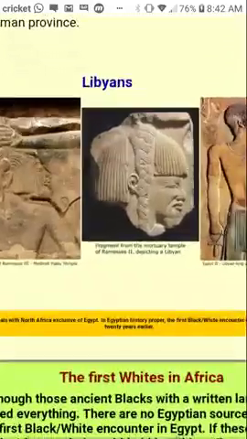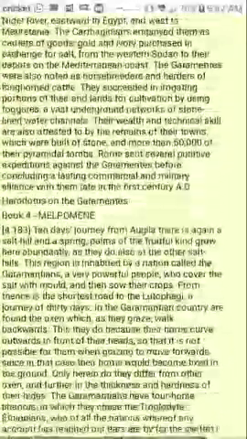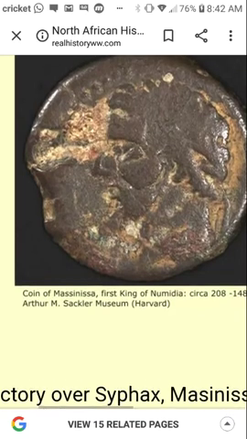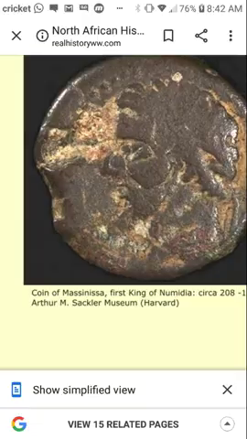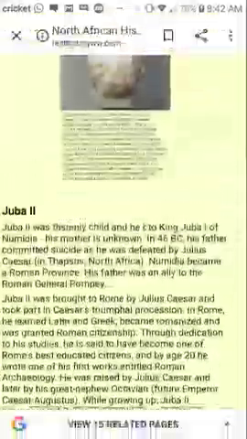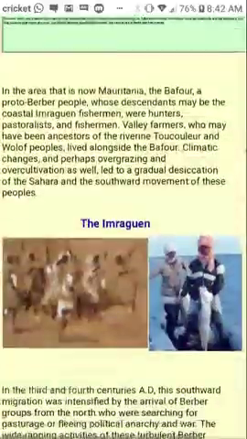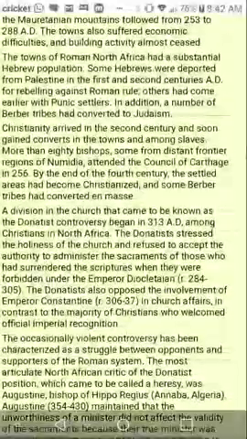Libyans. Okay, Libyans. The first white in Africa, you can read that. And it's so much. Morocco, the kingdom of Numidia, coin of Massinissa, first king of Numidia. Okay. And so we can just keep going through that, guys. You can go ahead and read. Okay. The Moroccans talks about those peoples. And we can go from there.